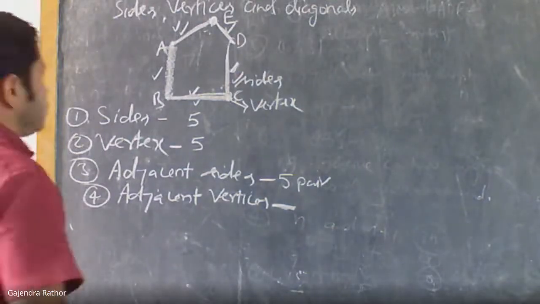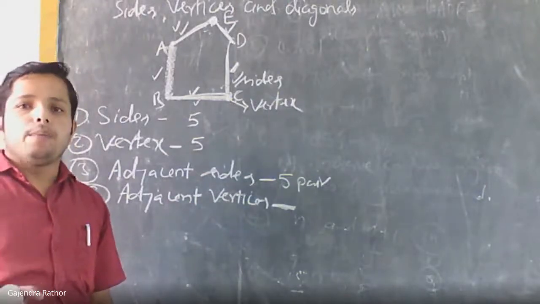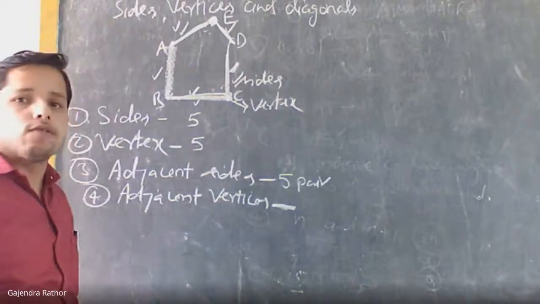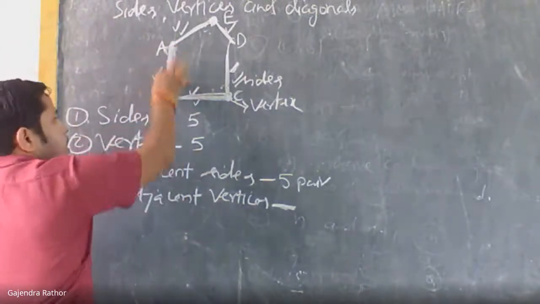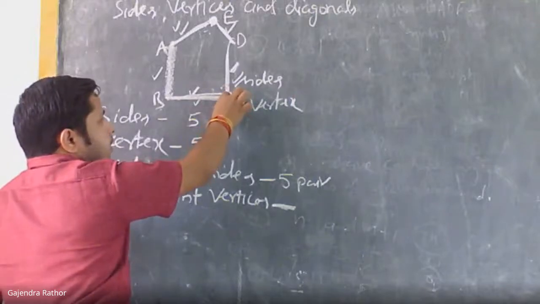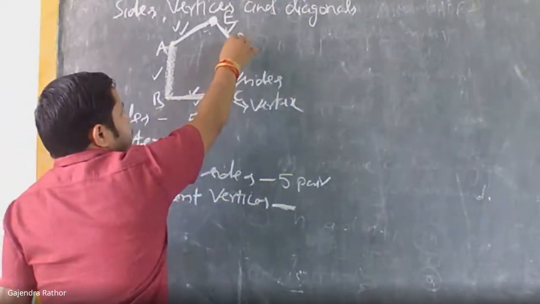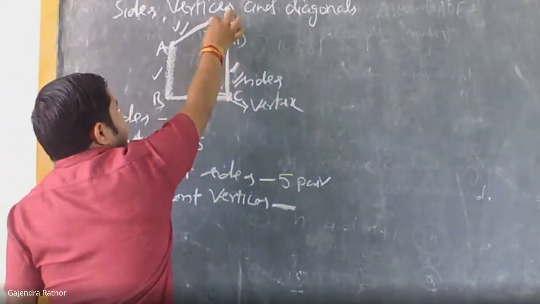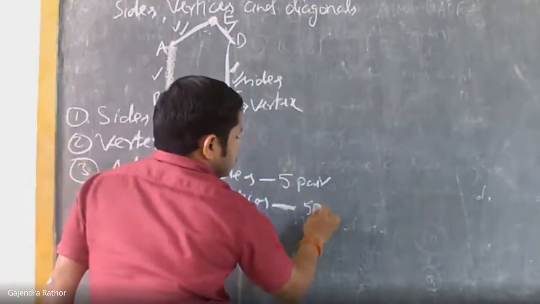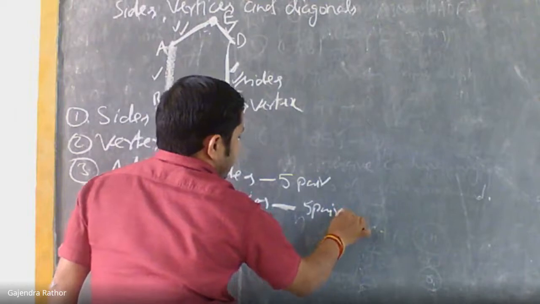Yes, right answer. There are 5 pairs of adjacent vertices in this polygon. We can also write the names. First pair A and B, the second pair B and C, the third pair C and D, the fourth pair D and E, the last pair E and A. There are 5 pairs.